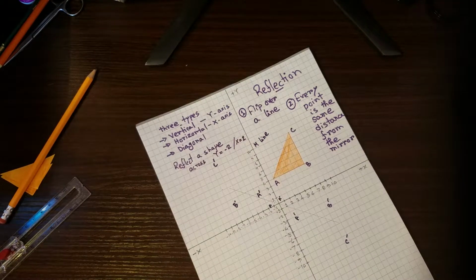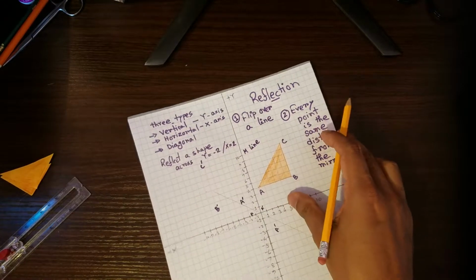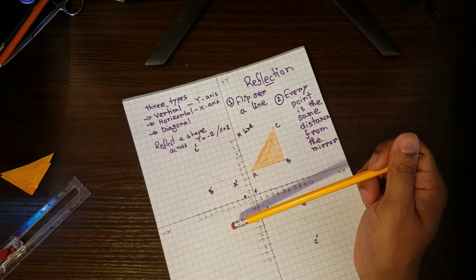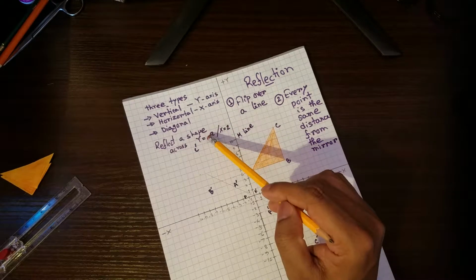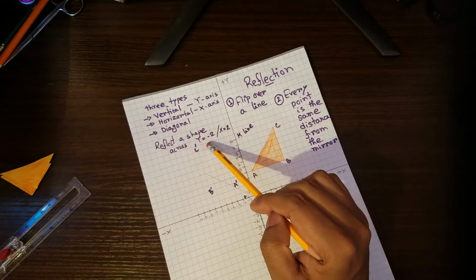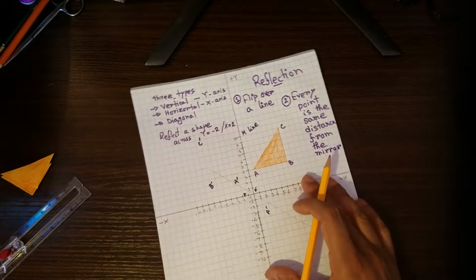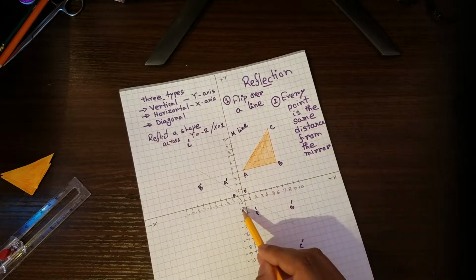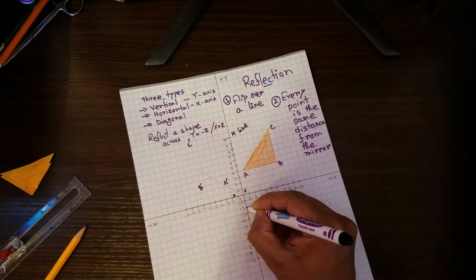So how do you do this? This time we are not considering the y or x axis as our mirror. This time we're considering y is equal to -2. So there are two questions here. One is reflect the image across y is equal to -2 and x is equal to 2. So let's find where y is equal to -2. If we look at our coordinate system, here is y is equal to -2.